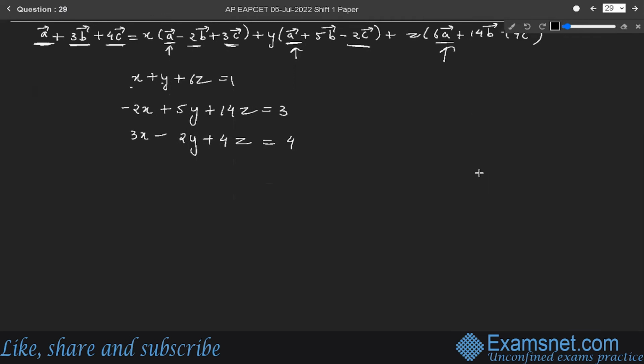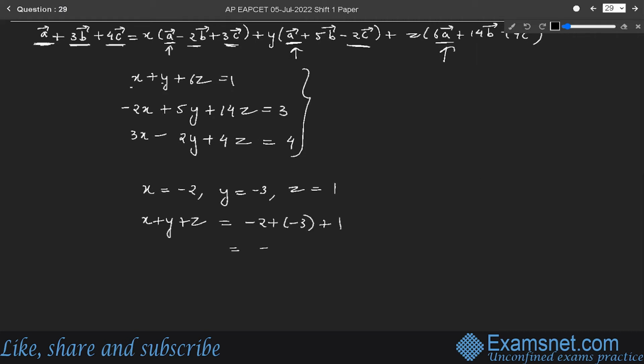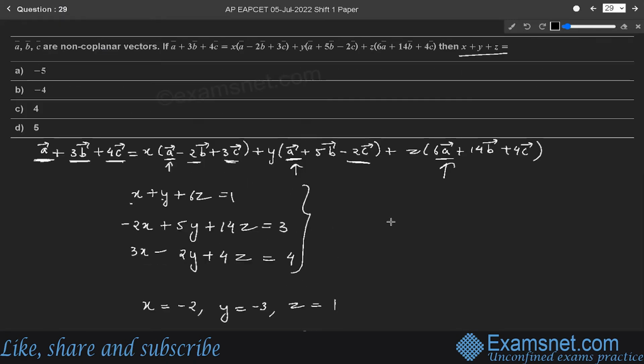We have to solve these equations, and on solving all these 3 equations, we will get x is equal to minus 2, y is equal to minus 3 and z is equal to 1. We have to calculate the value of x plus y plus z. So it will be minus 2 plus minus 3 plus 1, which is minus 5 plus 1, equal to minus 4. Therefore, we can say that x plus y plus z is equal to minus 4. So option number B is the correct option here.